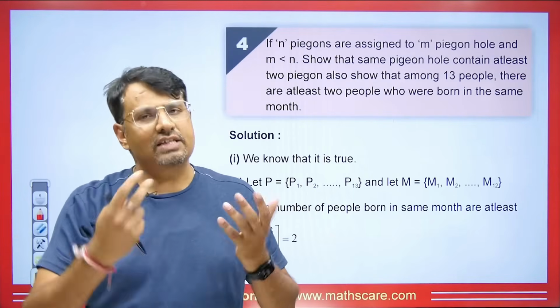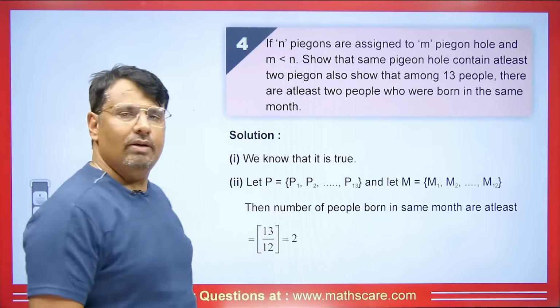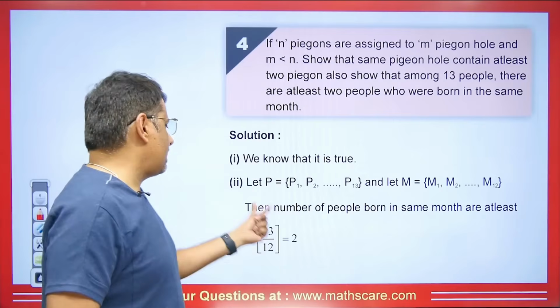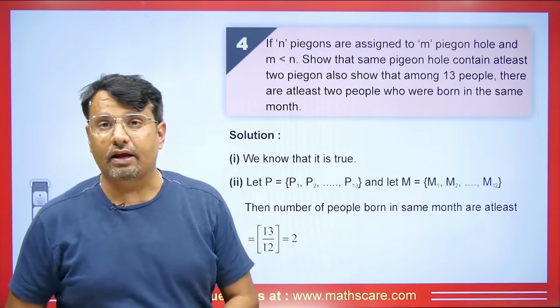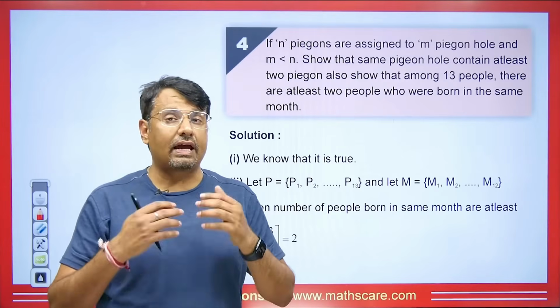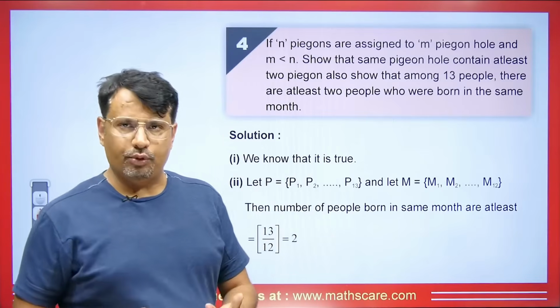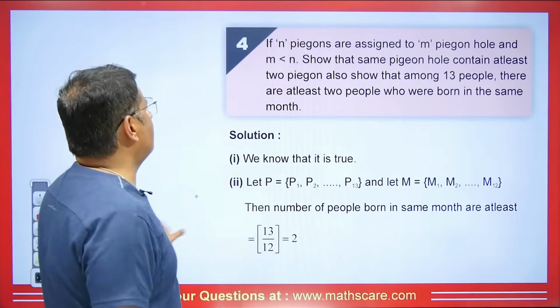So we can easily understand this in this way, right? Is this clear? Or you can also divide 13 by 12. So students, here we have pigeons on top and pigeonholes at the bottom. If you divide them, then the answer will be 2. It also means the result will be greater than 1, which means there will be at least 2 people born in the same month. So like this, we can easily solve this question.